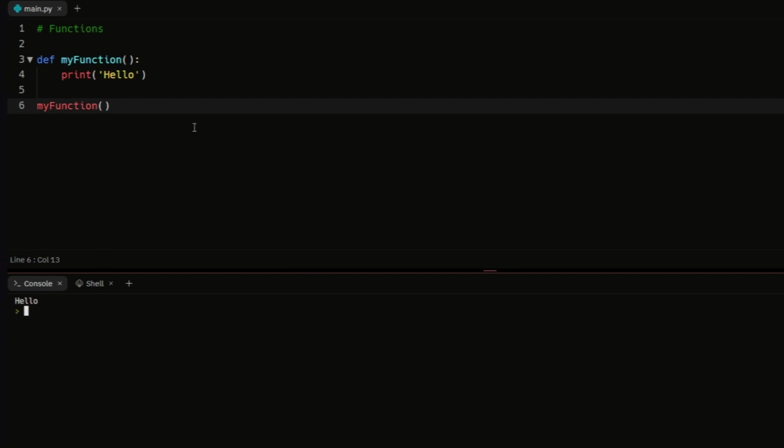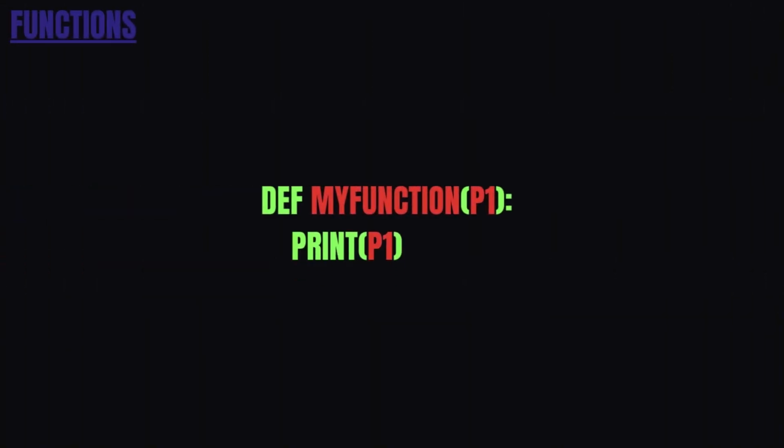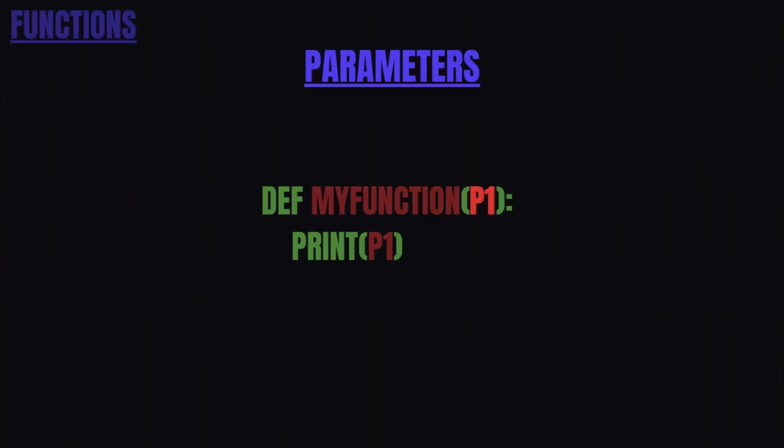Now, there is a way of passing variables into a function. These are called parameters. Parameters allow you to specifically enter a variable into a function. In this case, I have called my parameter p1. The function can then use this variable in its code. For example, I have simply used this variable by printing it out.